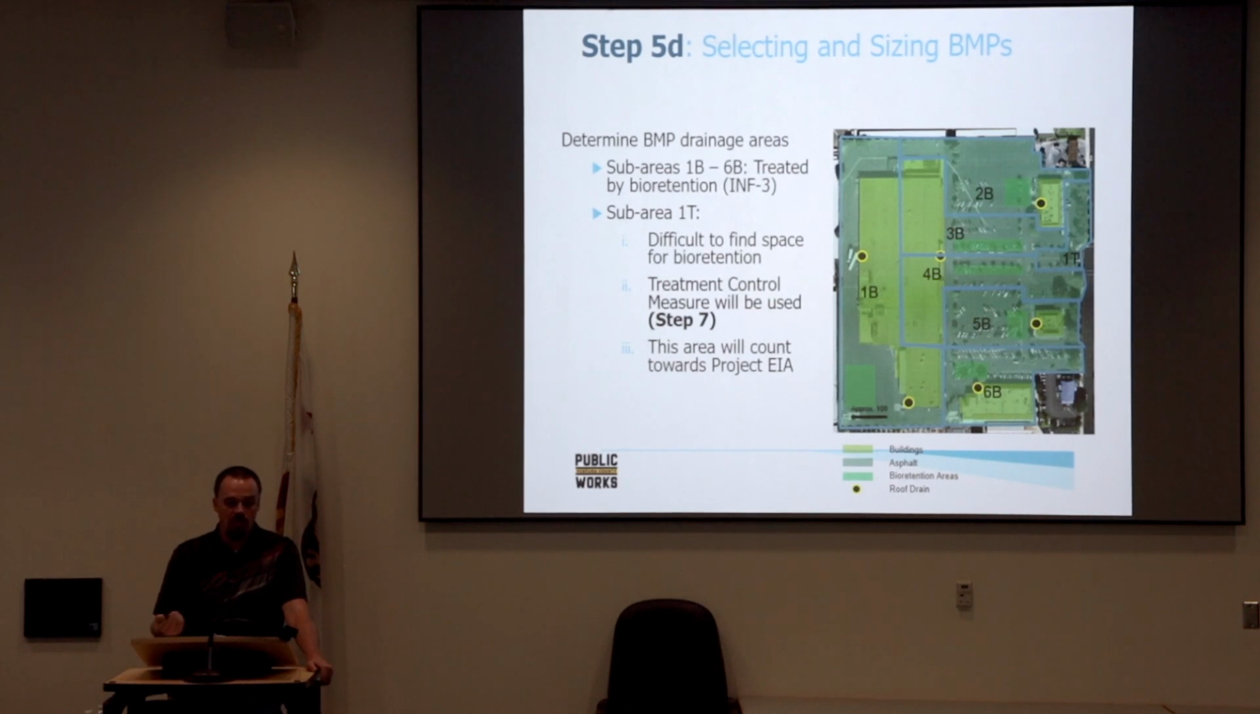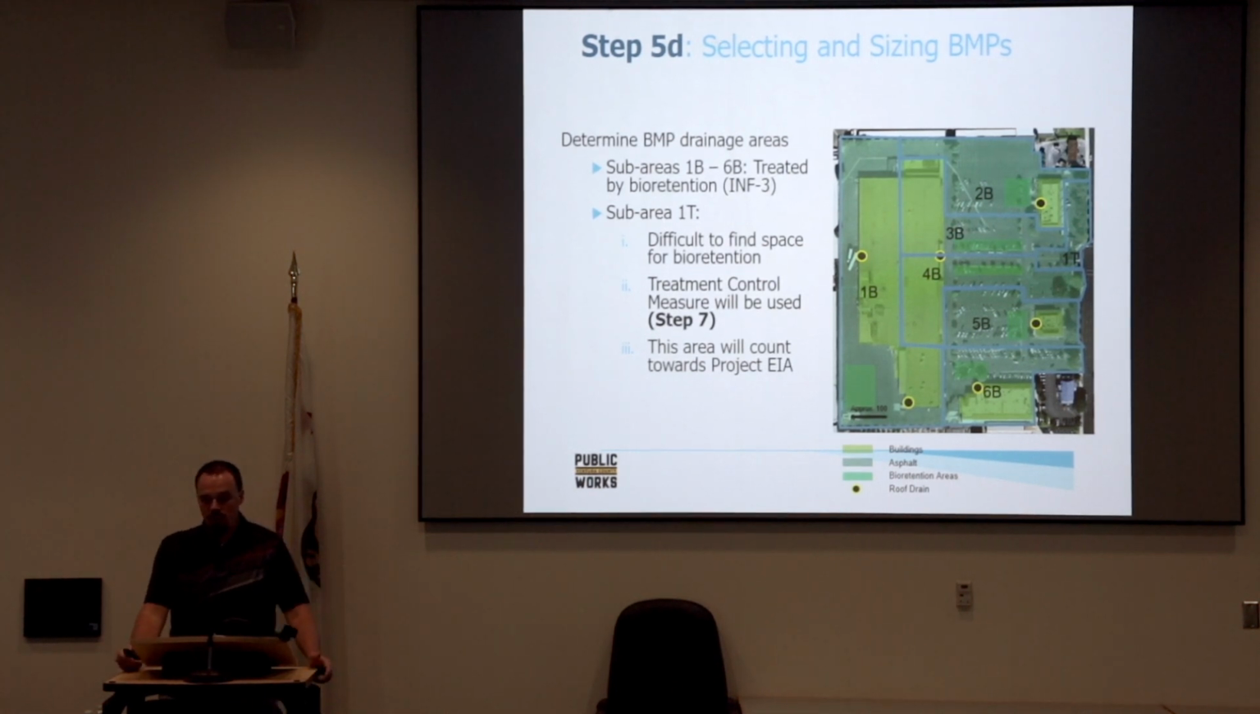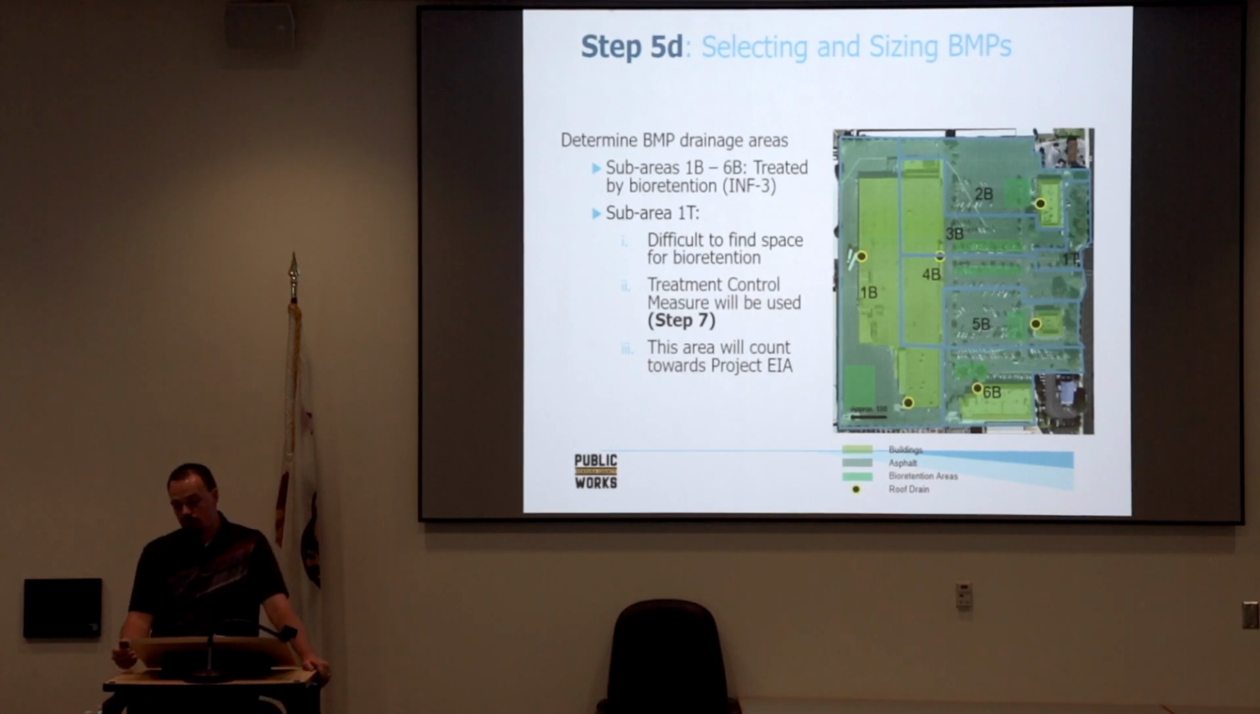So for sub-areas 1B and 6 to 6B, we're going to treat those with bioretention. Each of those green areas shows the bioretention. We also just show the roof, saying there's one roof drain for each of these buildings, just for the sake of the example, and where those are located, those are the yellow dots. And then the EIA area is going to be sub-area 1T. We're just going to say that that's the 0.6 acres that we calculated at the start, that we're just going to treat before releasing it. Everything else we're going to have to retain.